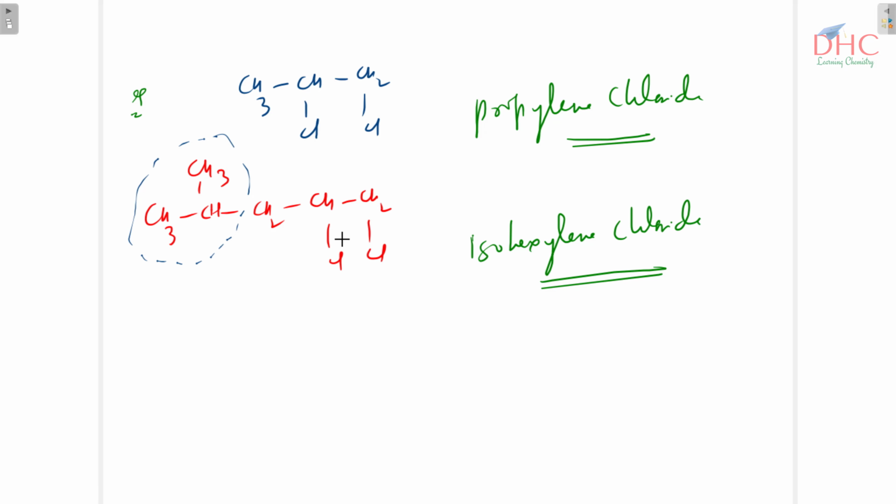Isohexylene chloride is the name of this compound. I hope you understand it. So in case of geminals, we have the name alkylidene, but in case of vicinals, we have the name alkylene. But in case of geminals, there is one exception for one carbon atom that's called methylene chloride instead of methylidene chloride. ये चीजें आपको ध्यान में रखनी है.